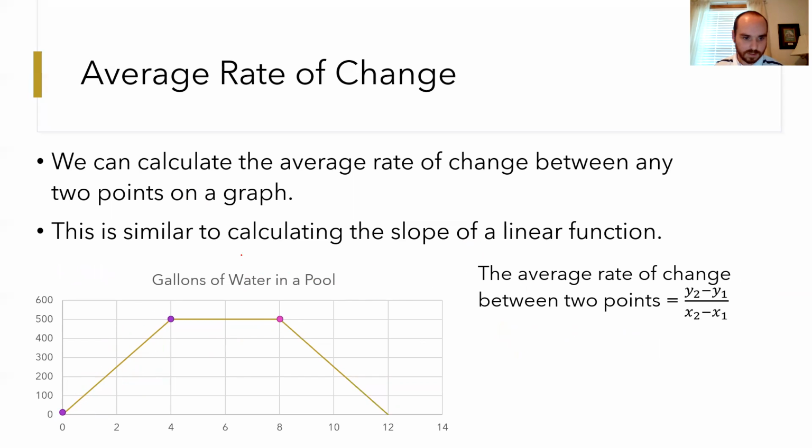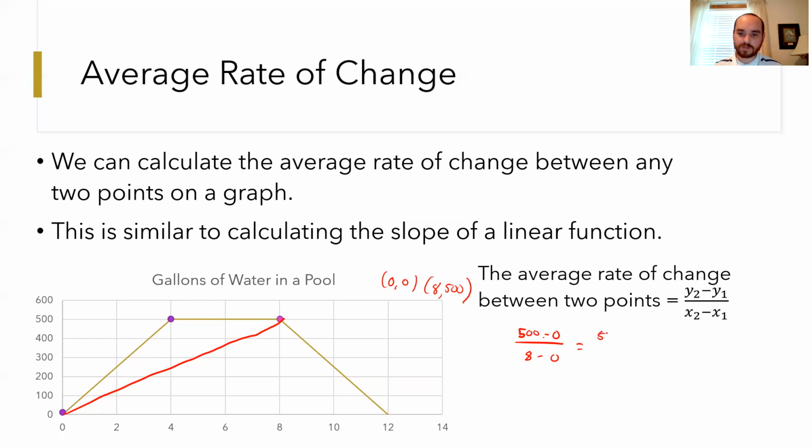Here, let me erase this. It'll be easier to see. So from there to there. And this time we're using the points 0, 0, and 8, 500. So in this case, we're going to do the same thing. Our y2 is 500 minus our y1, which is 0, and then that is over 8, which is our x2, minus our x1, which is 0.